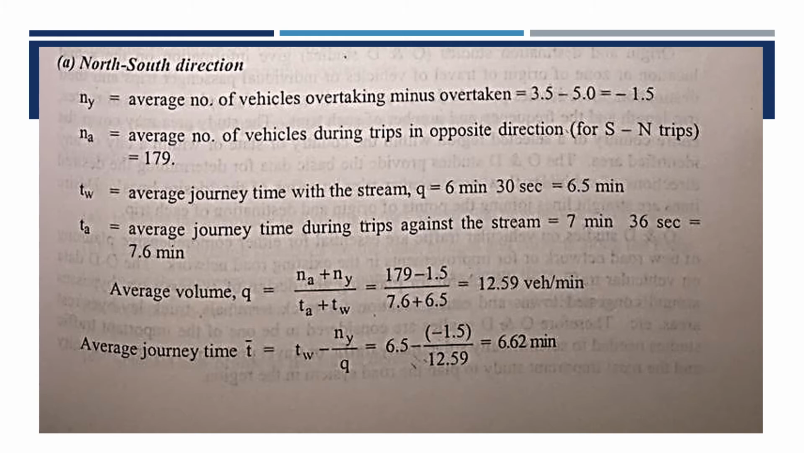So for the north-south case, first calculate NY, which is overtaking minus overtaken, so which is minus 1.5. This number sign is very important. And NA, as I said, it is the average number of vehicles in the opposite direction. So you need to count in the SN trips, south to north trips, how many vehicles are there in the opposite direction. So that is 179. And T and TW, which we clearly explained, please note down it is in minute we are taking, so 6.5 minutes and 7.6 minutes.